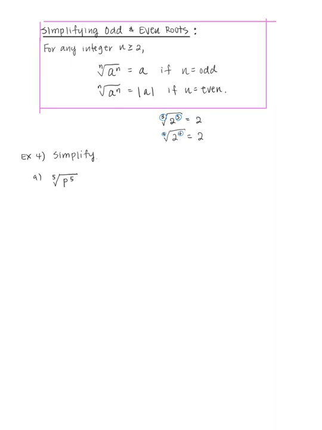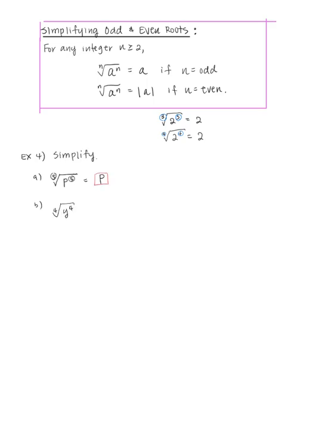Let's do some examples. So example 4, simplify. Fifth root of p to the fifth. Well, in this case, n is odd, so what's going to happen is that the root and power are going to match up, so they're going to cancel each other out, and what's going to be left is just p. So that's just the answer.